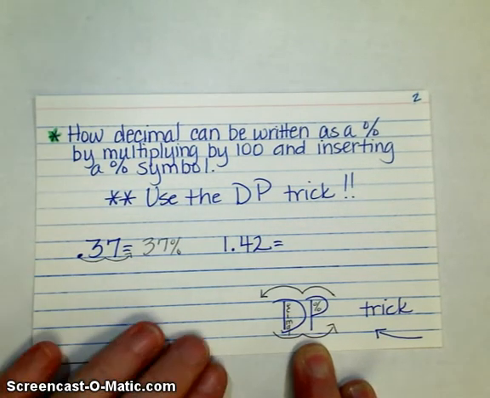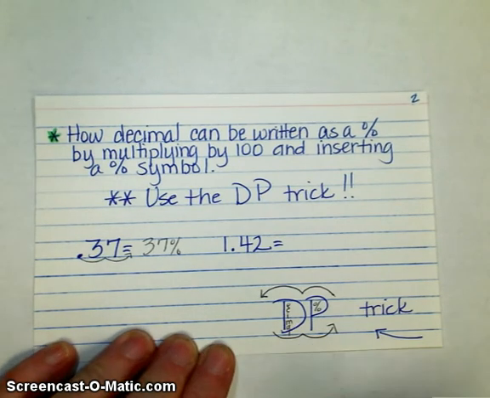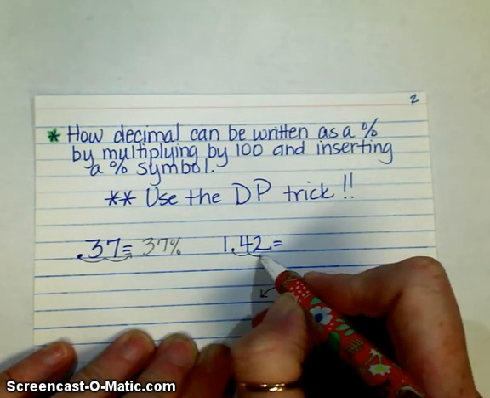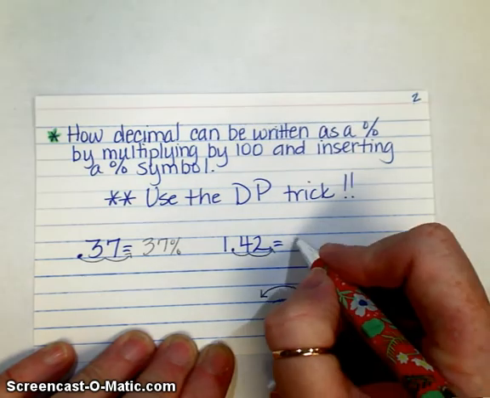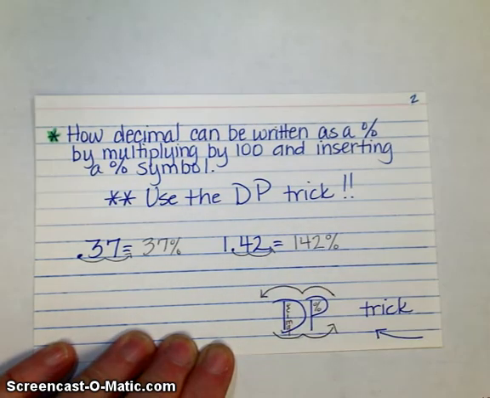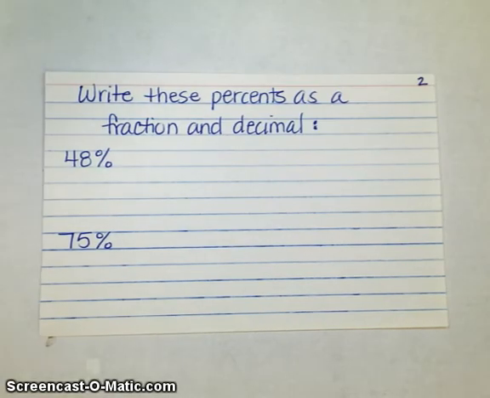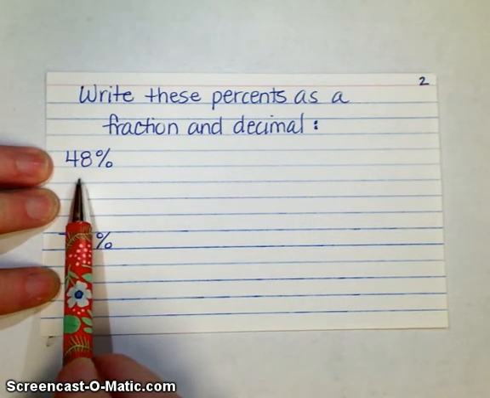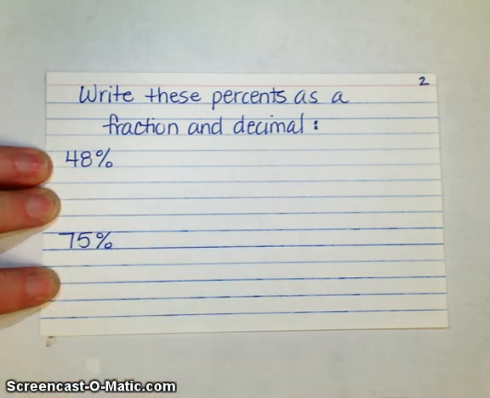Now this one is a little bit different because I have a whole number there. If I have 1.42 and I want to put that decimal as a percentage, I'm still moving my decimal 2 places to the right. So it would actually be 142%. Okay, so now let's look at these 2 different problems and let's put what we've just talked about into practice, okay? This says it wants us to write these percents as a fraction and a decimal.